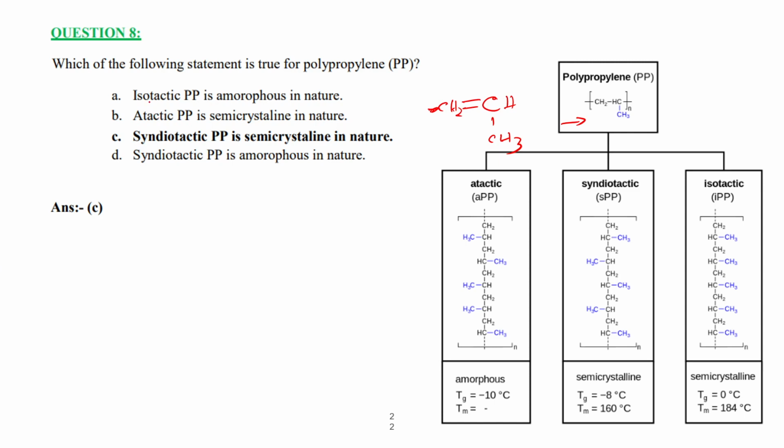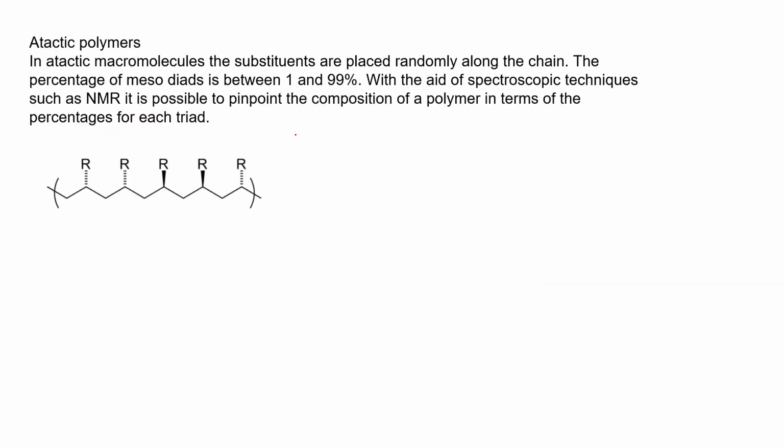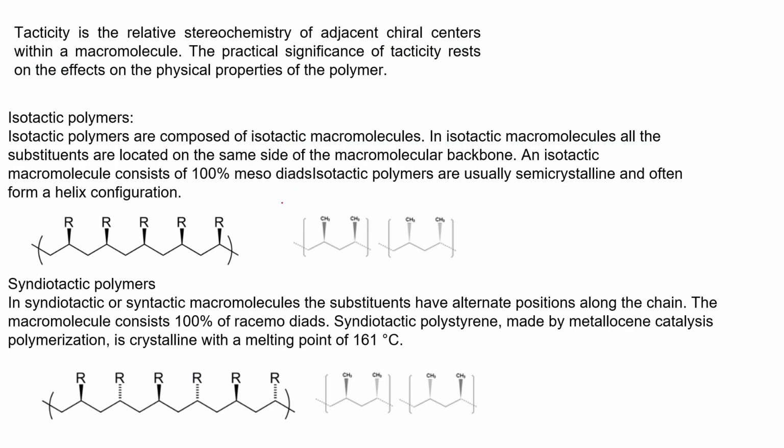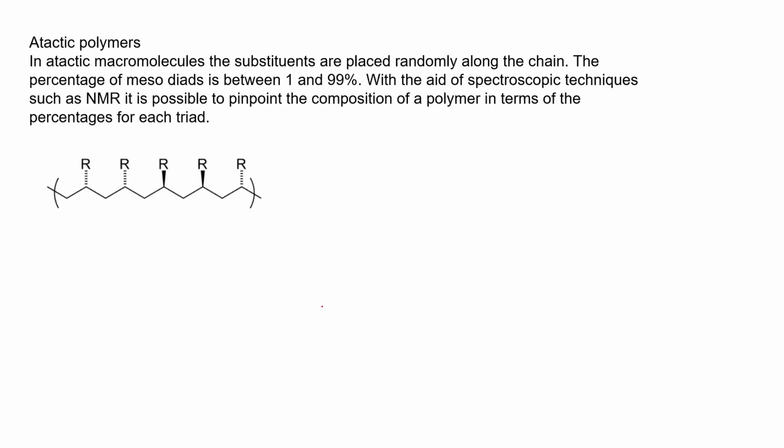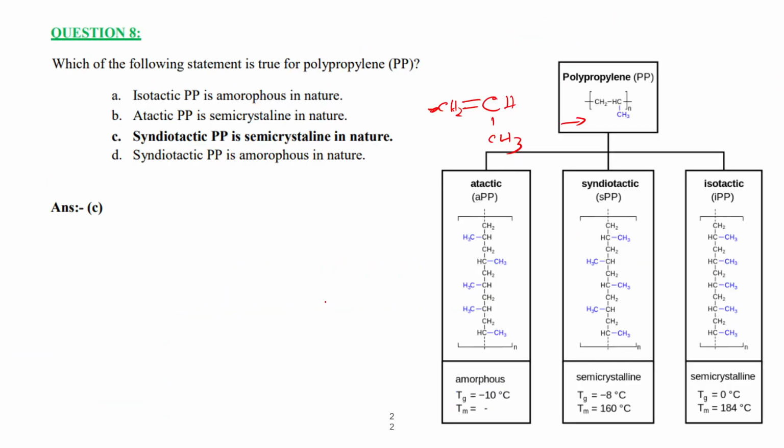So coming to these, isotactic polypropylene is amorphous in nature, but when we learned about isotactic, what we have seen is that it is semi-crystalline and not amorphous. And it is also crystalline with a high melting point. Now, for polypropylene, it cannot be true. It cannot be amorphous. So, eliminated. That is semi-crystalline in nature.